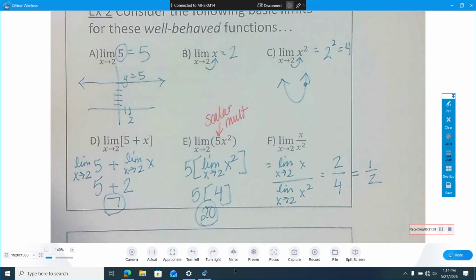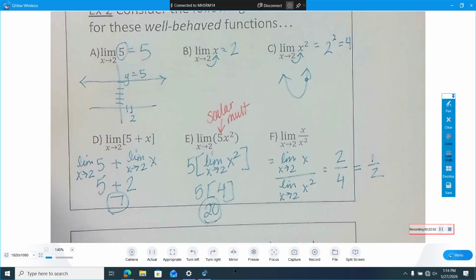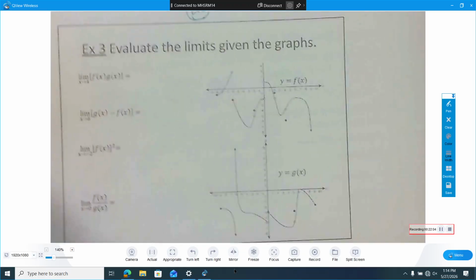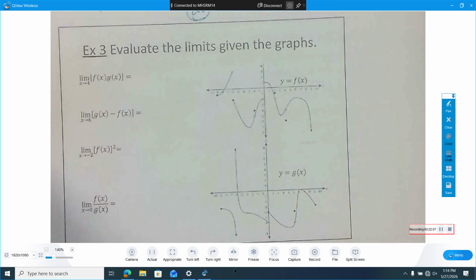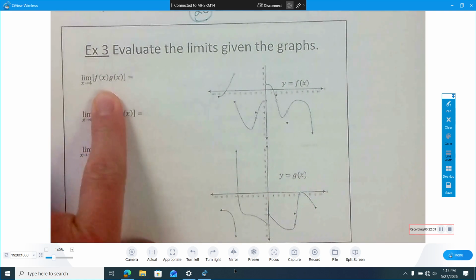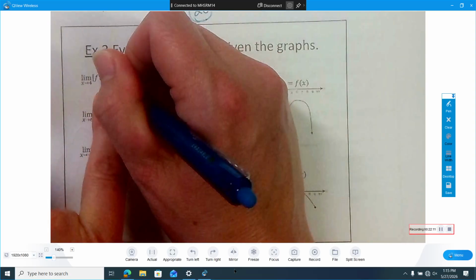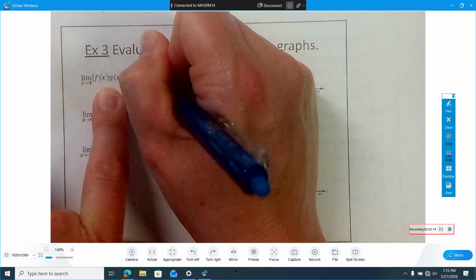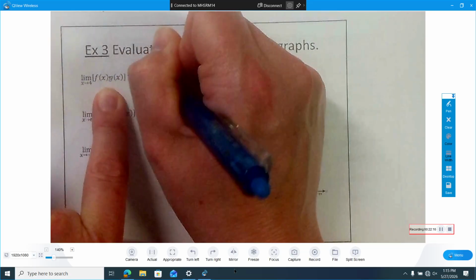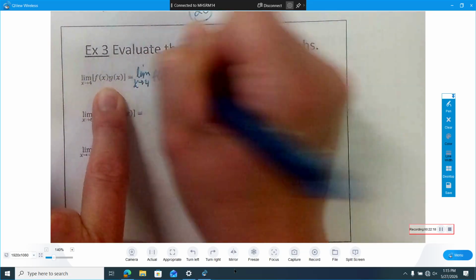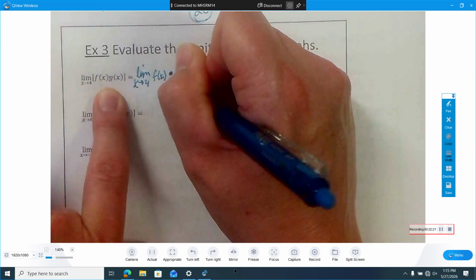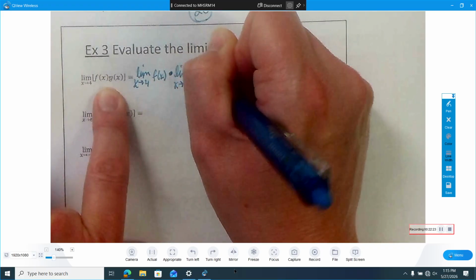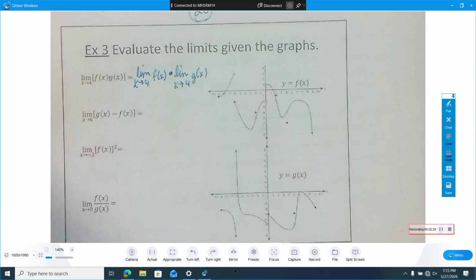All righty, last thing. All right, last thing, here we go. Evaluate the limits given the graphs. All right, so I have a product here, f times g. So I need to find the limit as x approaches 4 of f of x times the limit as x approaches 4 of g of x. Right? And again, this is the notation that you should get used to writing, even though on Delta Math you're not really going to have to.